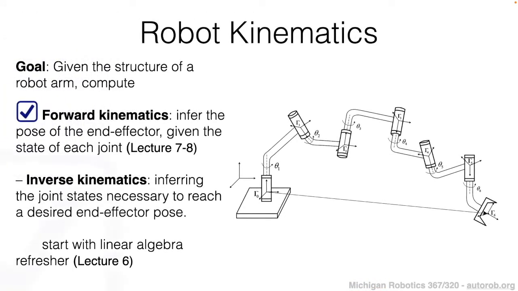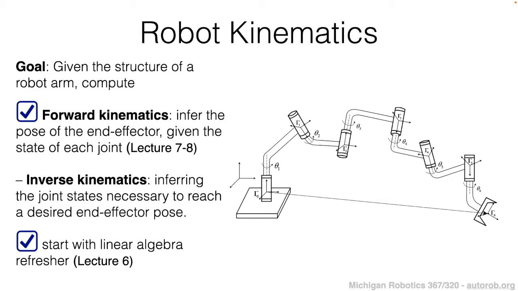All right. So to begin, let's start talking about inverse kinematics by first recalling what we've talked about on the topic of forward kinematics. You'll remember that our forward kinematics discussion began with our linear algebra refresher, which then led into the two lectures we had, lectures 7 and 8, on forward kinematics, which demonstrated how we can infer the pose of an end effector of our robot given the state of each joint. Whereas inverse kinematics, which we're going to be talking about today, allows us to infer the joint states necessary to reach a desired end pose for our robot end effector.